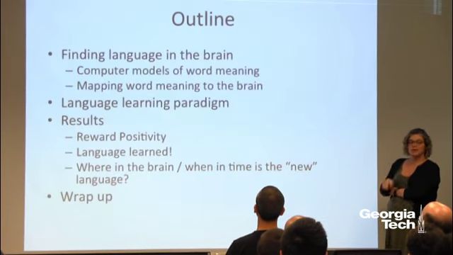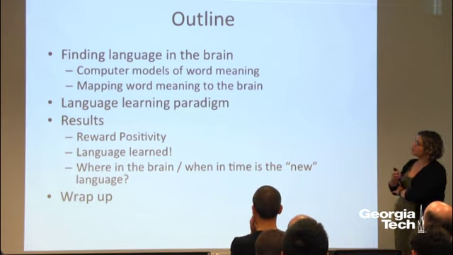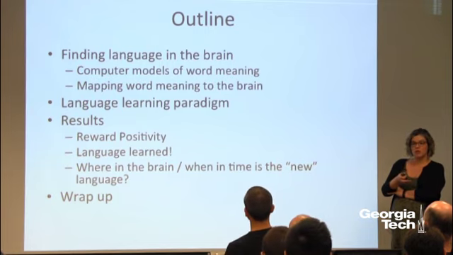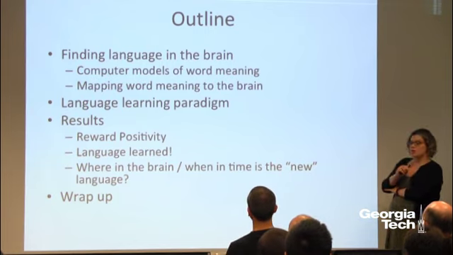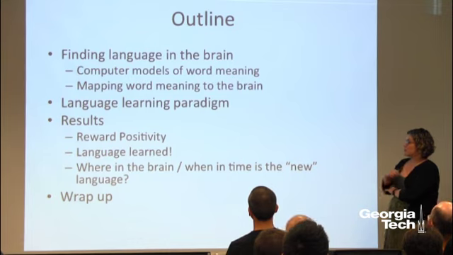Okay, so this is generally the flow of what we'll talk about today. We're going to talk about how we find language in the brain. This is the typical studies I've done up until this point, looking at native language and native language representations in the brain. Then we'll talk about the paradigm we use to get people to learn this new mapping between symbols and their native language. And then we'll go through the results, and then we'll wrap up at the end.